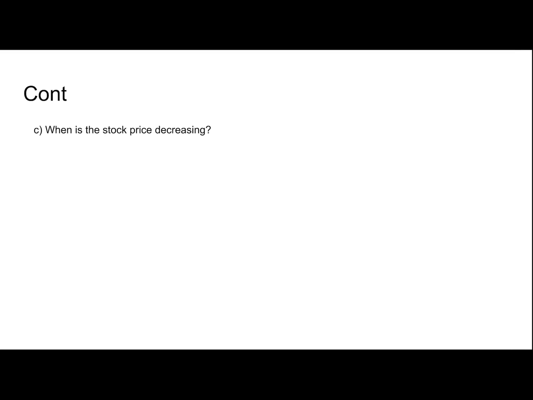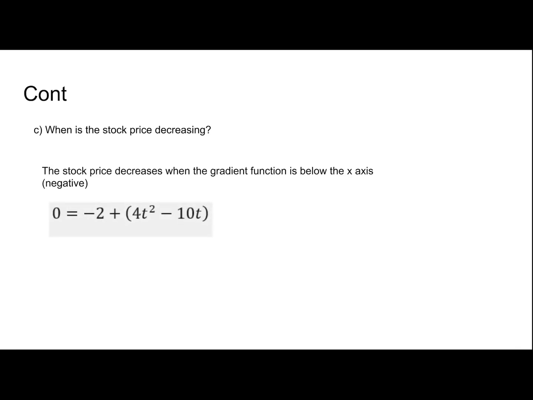Alright, so question C. When is the stock price decreasing? So when is the gradient below the x-axis? When is the gradient negative? So I want to give you some more time to find the answer to this question. Alright, so what I've got here is that the stock price decreases when the gradient function is below the x-axis. So when the gradient function is negative, then it must be decreasing because the gradient is less than 0, rise over run is less than 0, which means that it's decreasing over time.